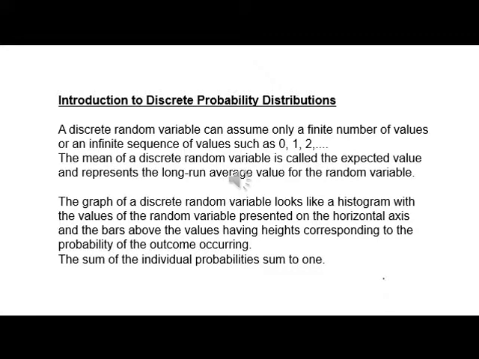The graph of a discrete random variable looks like a histogram with the values of the random variable presented on the horizontal axis and the bars above the values having heights corresponding to the probability of the outcome occurring. The individual probabilities sum to 1.